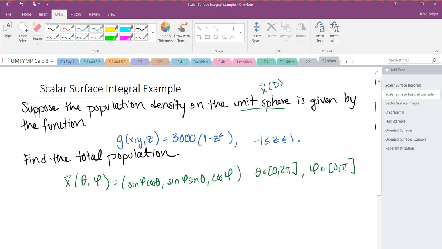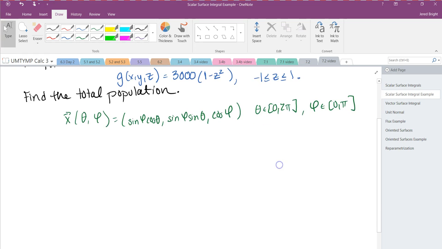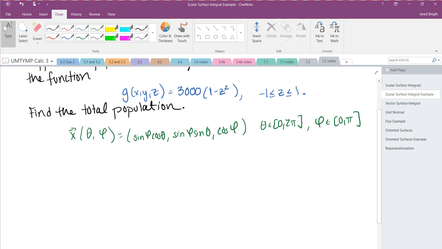Then, per normal, we would need to compute t theta and t phi, and we did that ad nauseam last time. So I'm just going to say that when we computed t theta cross t phi last time, we ended up just getting sine of phi. I'm going to save us some calculation time and just say, there we go.